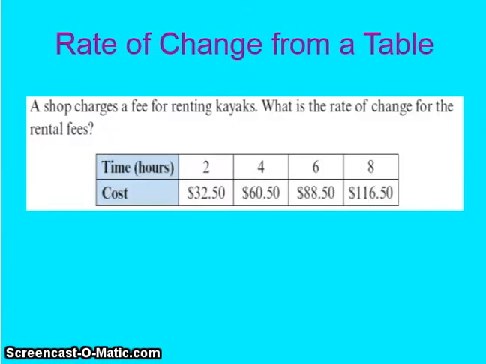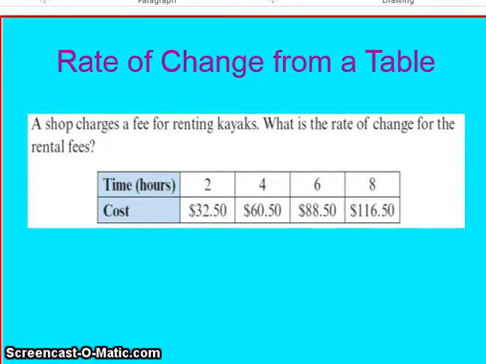Here we have a table, and we need to find rate of change. This again is an example that needs to go in your notebook. A shop charges a fee for renting kayaks. What is the rate of change for the rental fees? Now we have 2 variables here, the time in hours and the cost. Now when you're renting something, how much time you borrow it determines how much you will be charged. So cost depends on time. So cost is our dependent variable, and time is our independent variable.